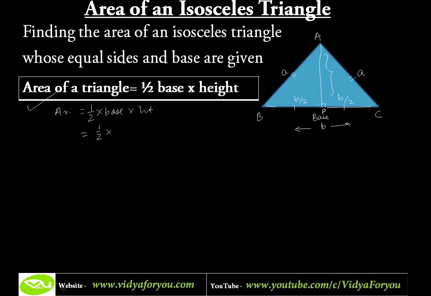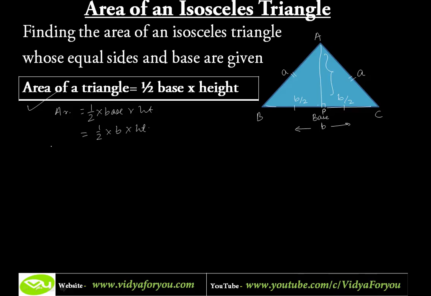We have half into b into height. We don't know what is the value of height. How we will find it? So it's nothing but we are going to derive a formula for an isosceles triangle to find the area if height is not given. Okay, so basically all the three sides are given.